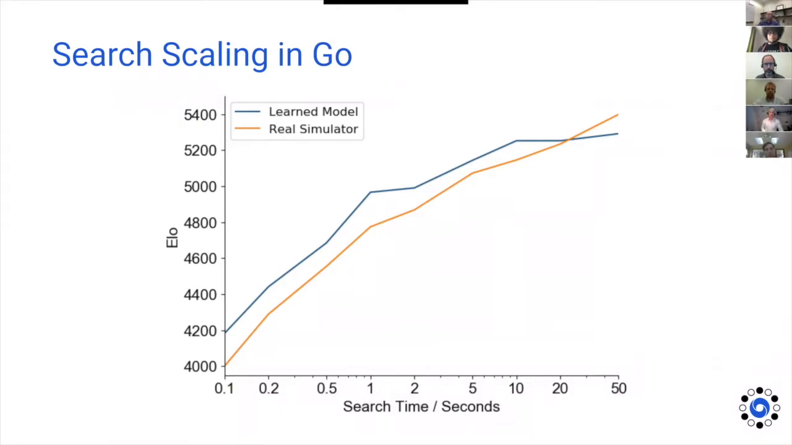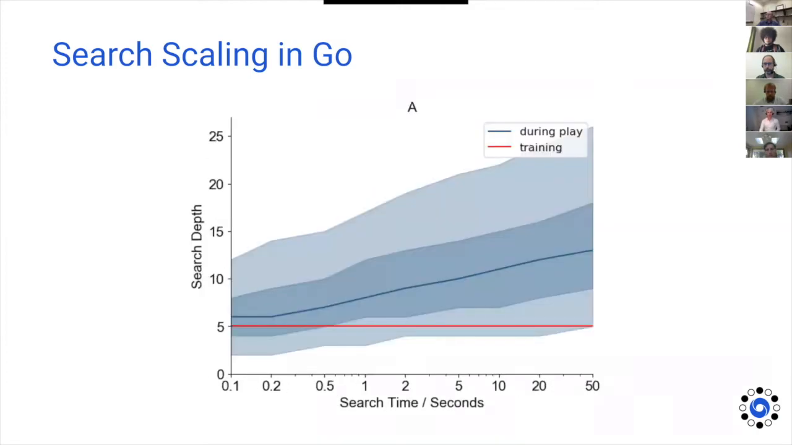And here you can see two lines. We're actually comparing the real simulator to the learned model. And the learned model can scale very well to more than two orders of magnitude more than it has seen during its own training, suggesting that it is quite accurate. And indeed, you can also see this if you look at the depth of those searches. So the x-axis is the same plot of how much time we had for the search. But on the y-axis, we can now see how deep we searched in the tree. What's the median depth of the tree? And what are the percentiles?